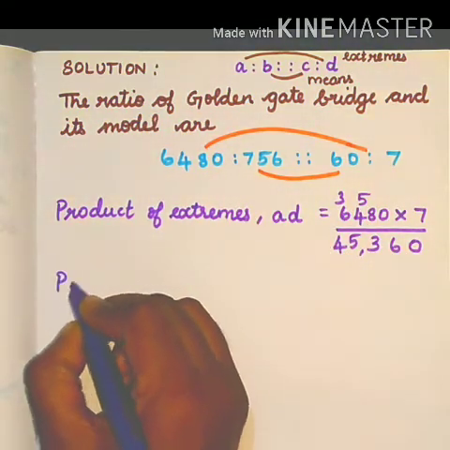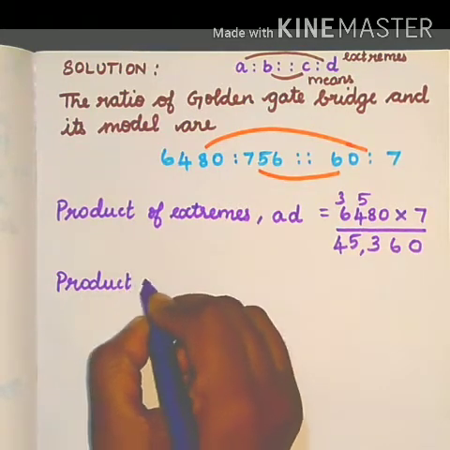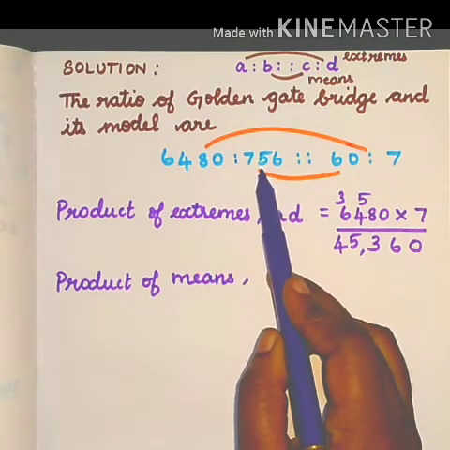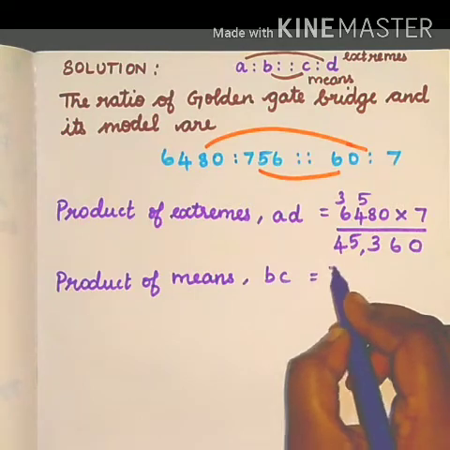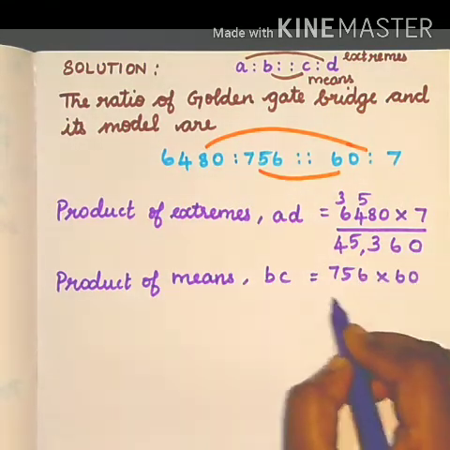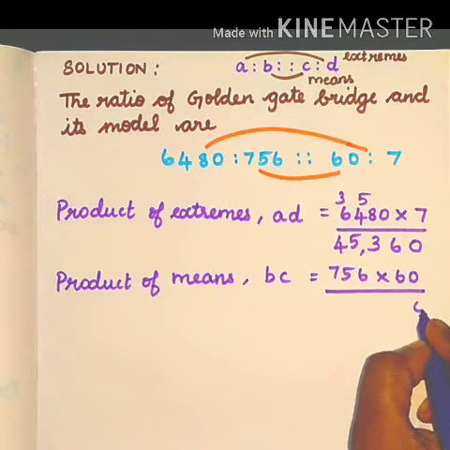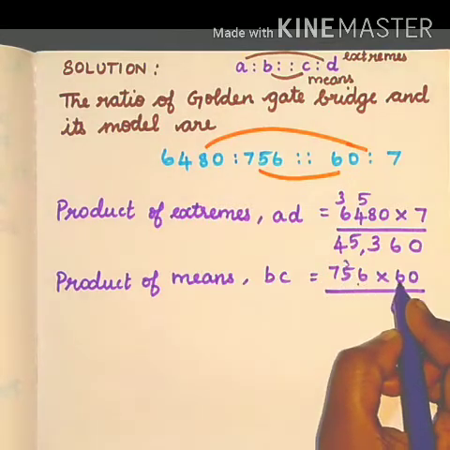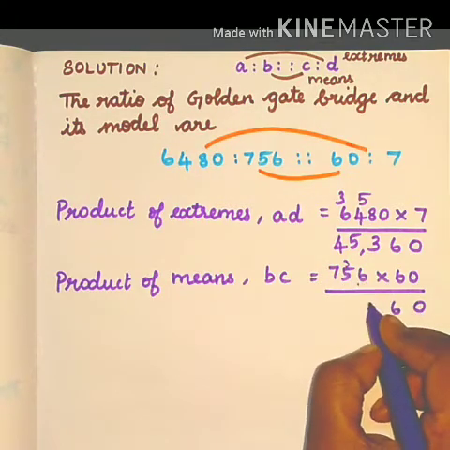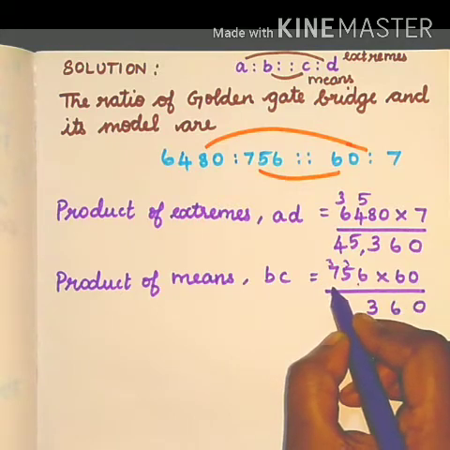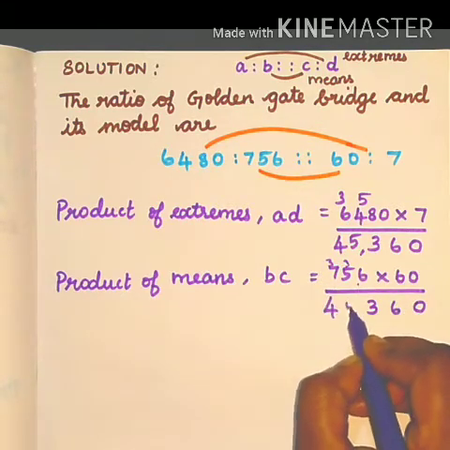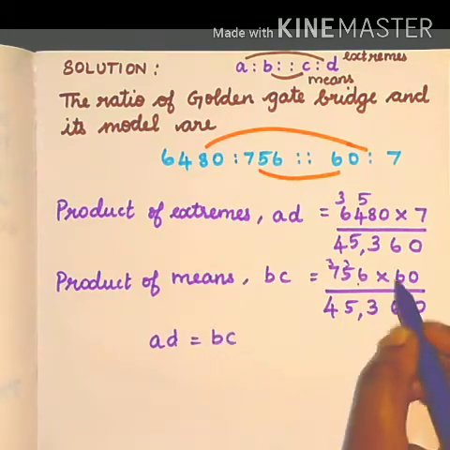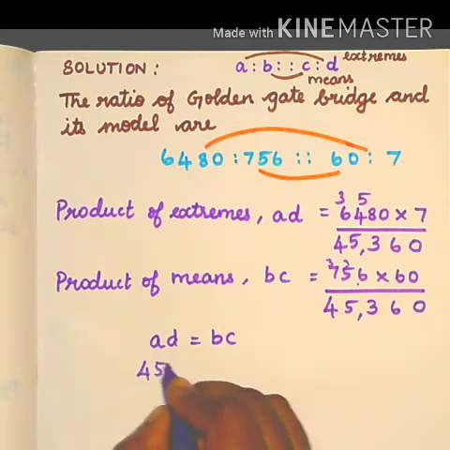Then you have to find the product of means. That is B into C. Here B value is 756. C value is 60. Put 0 first. 6 6s are 36. 6 5s are 30. 30 plus 3 is 33. 6 7s are 42. 42 plus 3 is 45. Here both the product of extremes and product of means are equal. That is AD equal to BC.